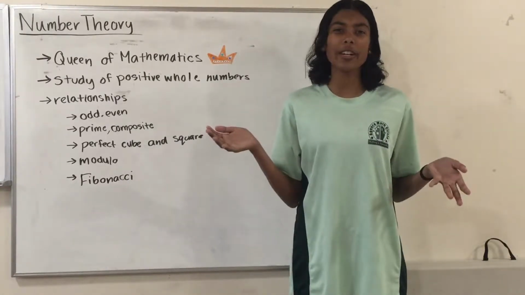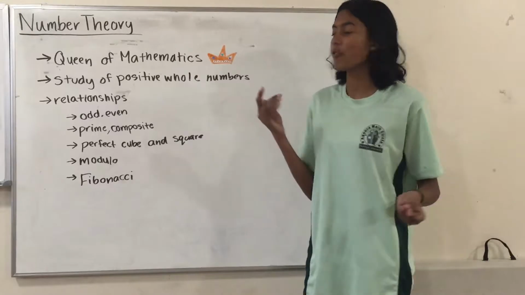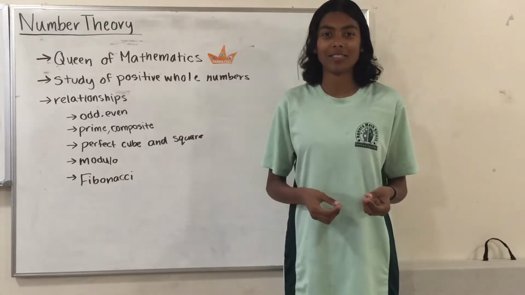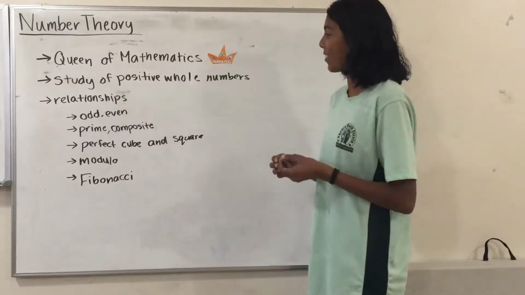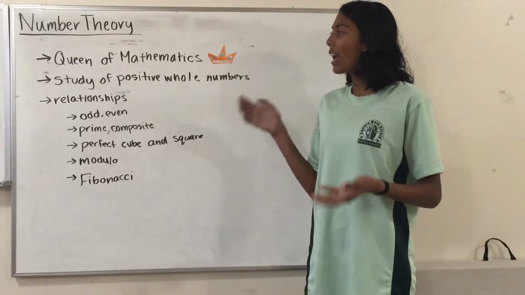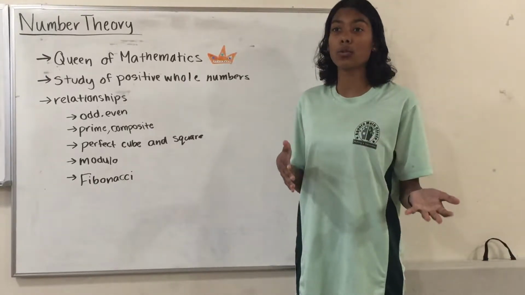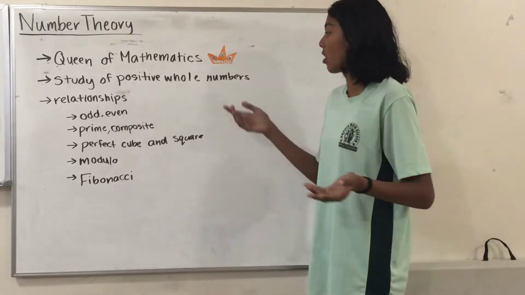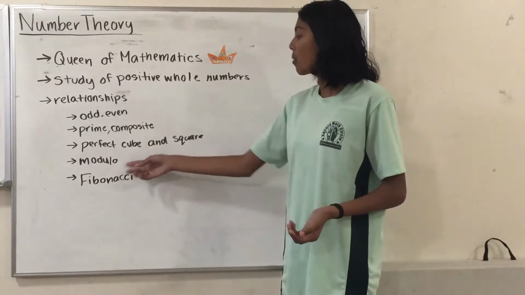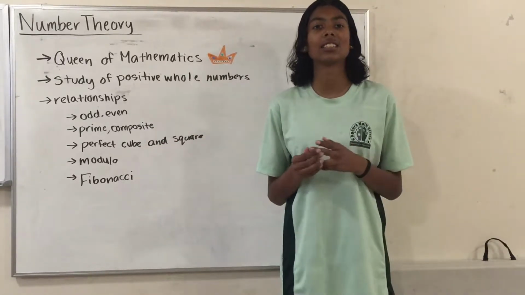And number theory is known as the queen of mathematics. And if you're wondering what this interesting picture is, it's a crown. I can't draw. Anyways, number theory is the study of positive whole numbers. And it also studies the relationships between different types of numbers, such as odd and even numbers, prime and composite, perfect cube and perfect square, modulo, and Fibonacci.